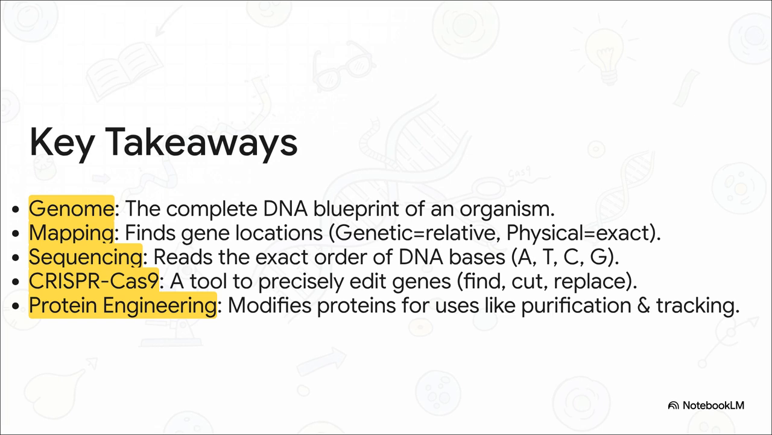1. The genome is the complete DNA blueprint. 2. Mapping is our GPS, with genetic maps for relative location and physical maps for the exact pin. 3. Sequencing is reading every single letter, A, T, C, and G. 4. CRISPR-Cas9 is our amazing find and replace editing tool. And 5. Protein engineering lets us create superproteins with new jobs, like that purification tag and the GFP tracker. Master these 5 and you're in great shape for this chapter.